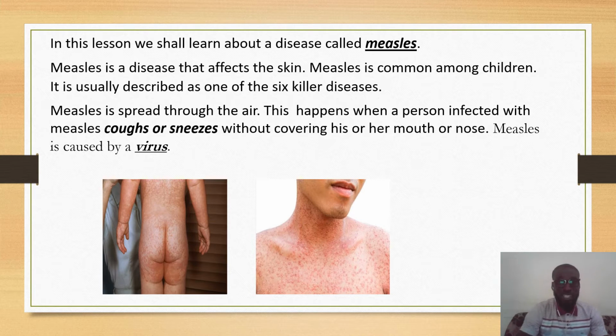Good. So in this lesson, we shall learn about a disease called measles. Measles is a disease that affects the skin. Measles is common among children. It is usually described as one of the 6 killer diseases.